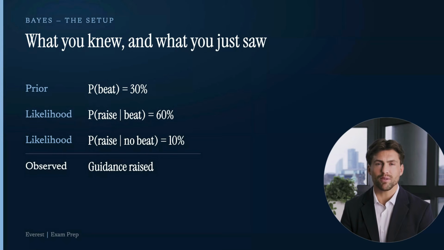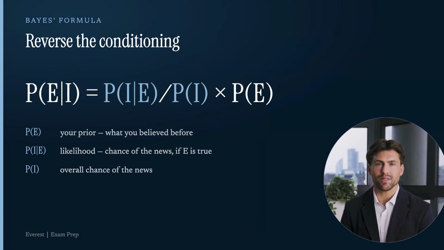Now, one of those companies raises its guidance. Should that change your view? You need 2 more numbers. Among companies that go on to beat, 60% raise guidance first. Among companies that do not beat, only 10% raise guidance. These are called likelihoods. They are the probability of the information given each scenario.